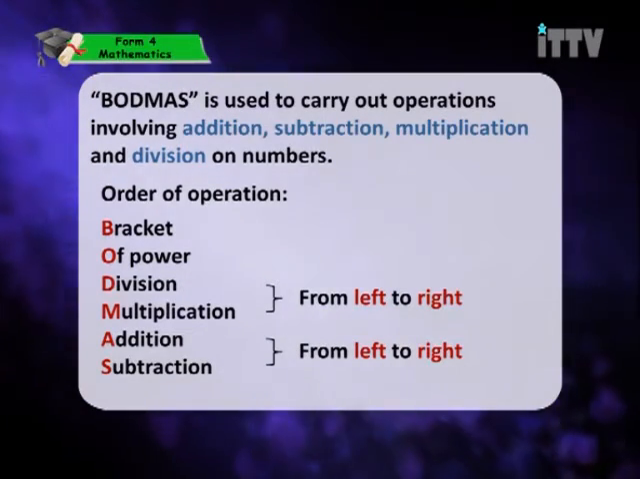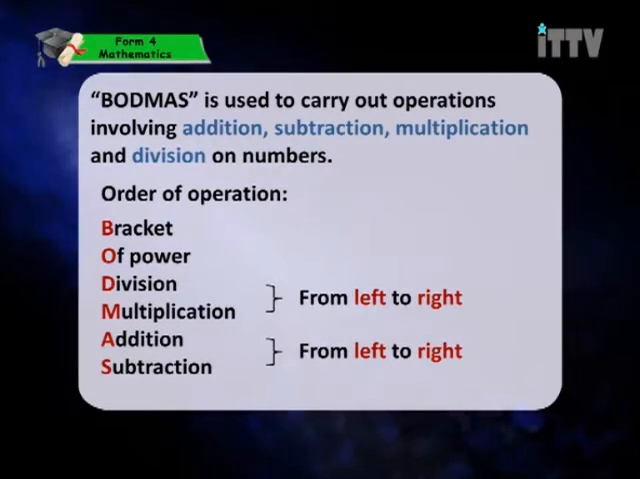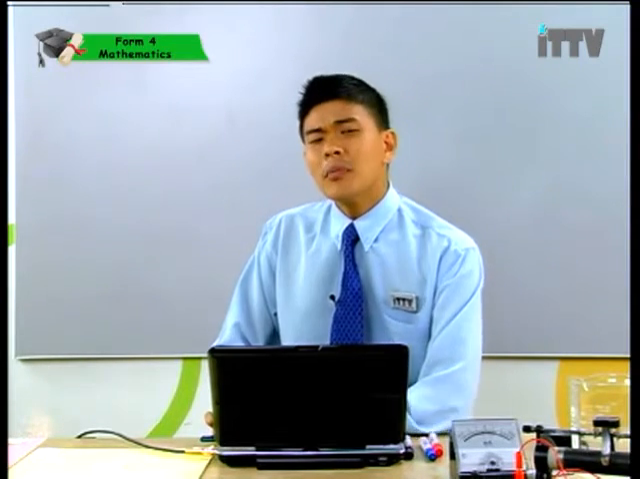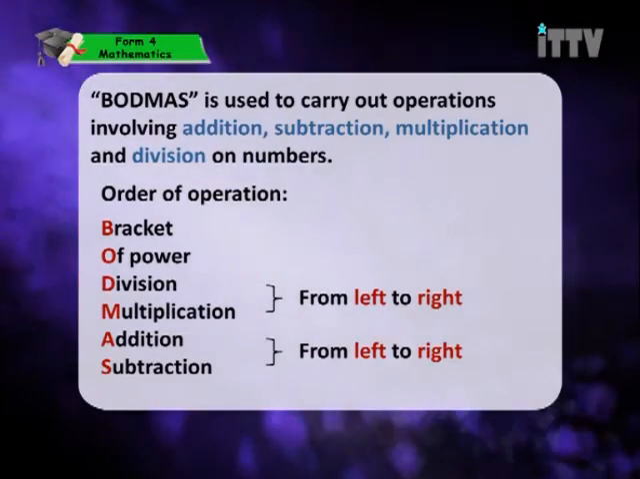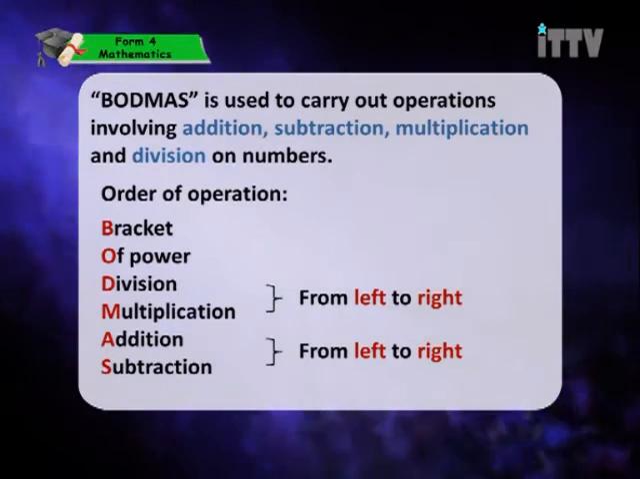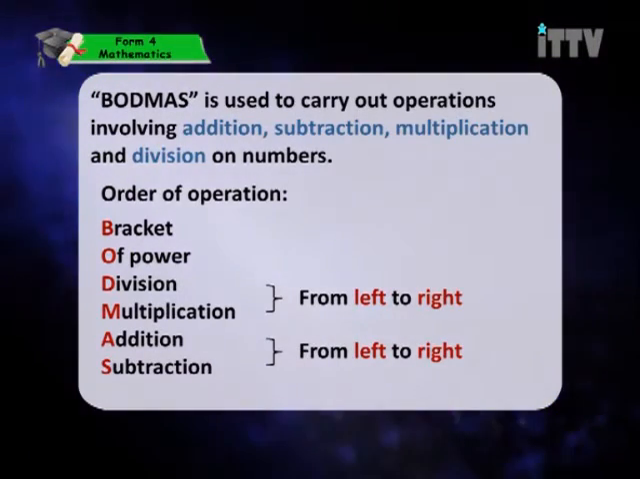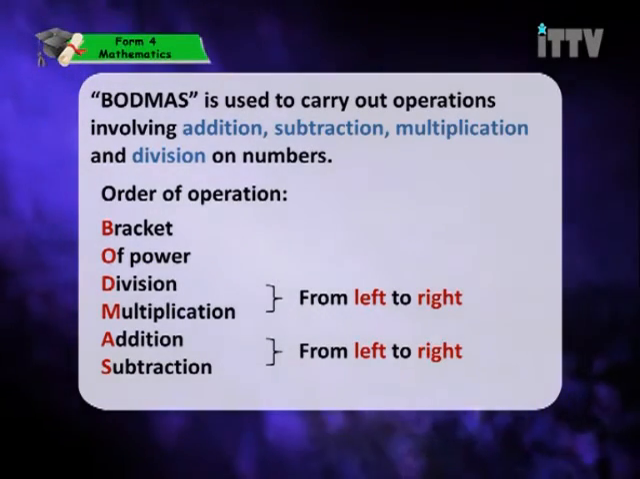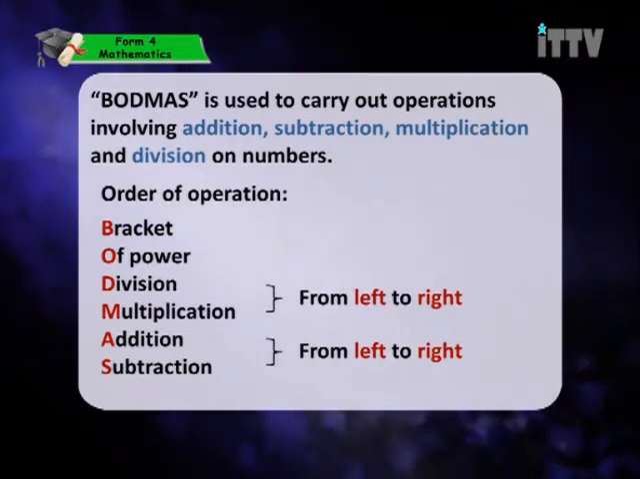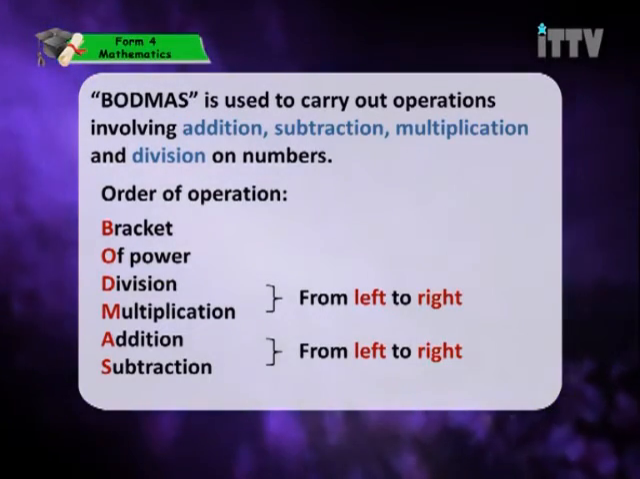You have learned before that the BODMAS system is used. Why BODMAS? BODMAS is very important because it tells you the specific order in which to carry out mathematical operations. Which one to operate first? According to BODMAS, the order of operation is very important in mathematics. In BODMAS, B stands for bracket. It means that when you see a bracket, you must always calculate it first.